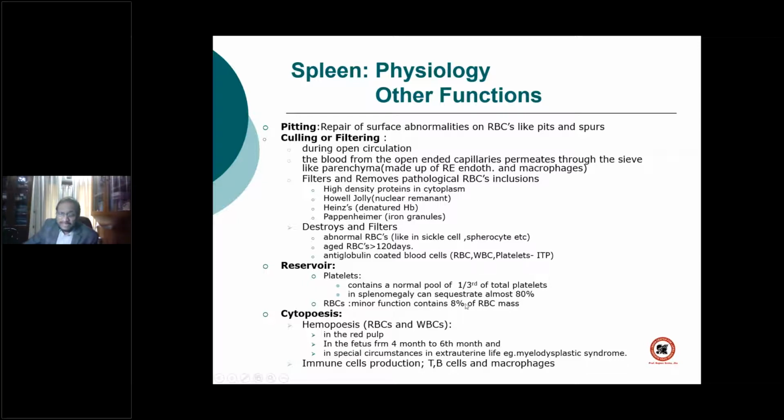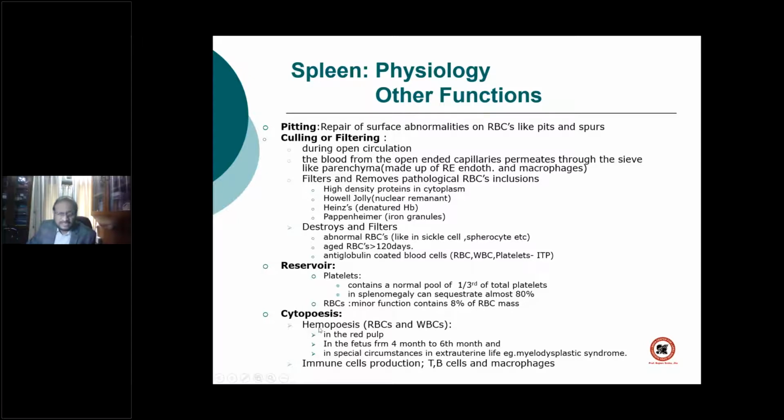In splenomegaly, it can have almost 80 to 90% of the body platelets inside the spleen. And if it's there inside the spleen, the patient is obviously going to go into thrombocytopenia. It is also a reservoir of RBC, but that is a very, very minor function. So primarily it is the reservoir of the platelets.